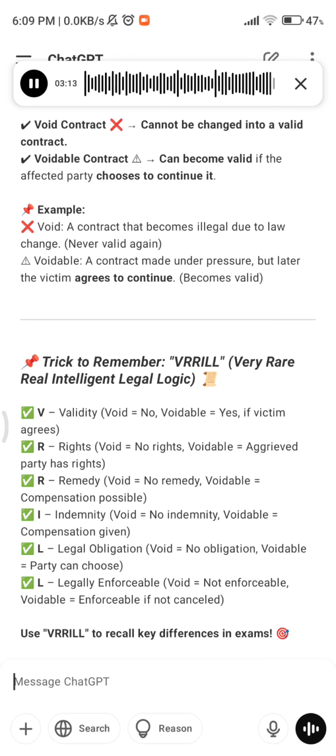Legally enforceable? Void is not enforceable. Voidable is enforceable if not cancelled. Use VRL to recall key differences in exams.